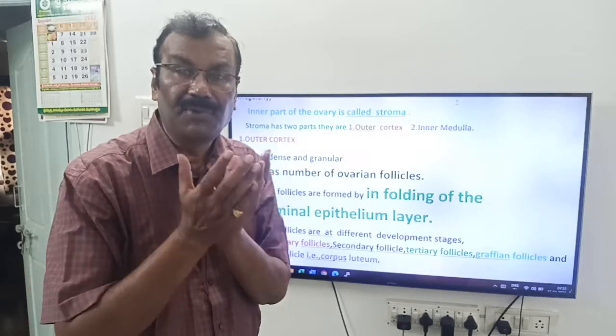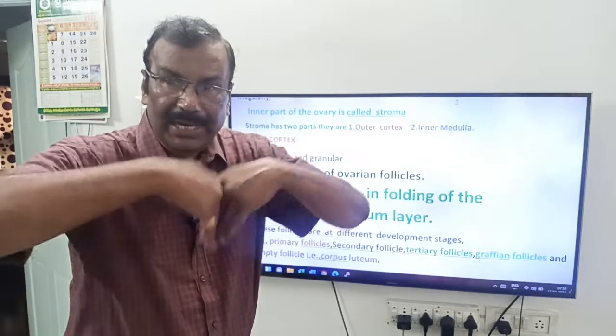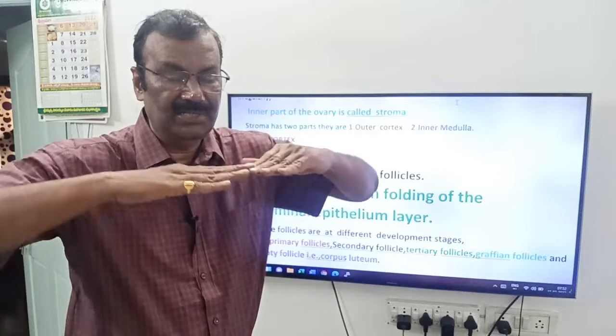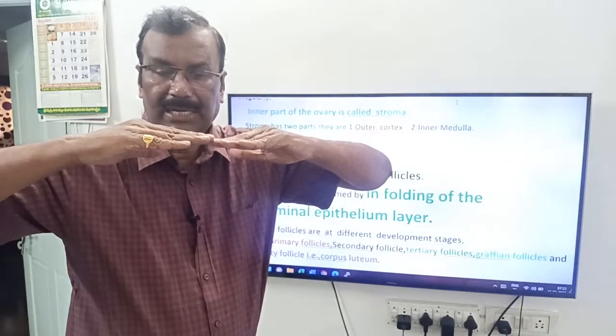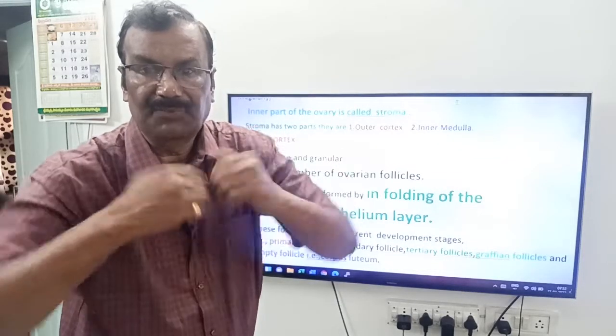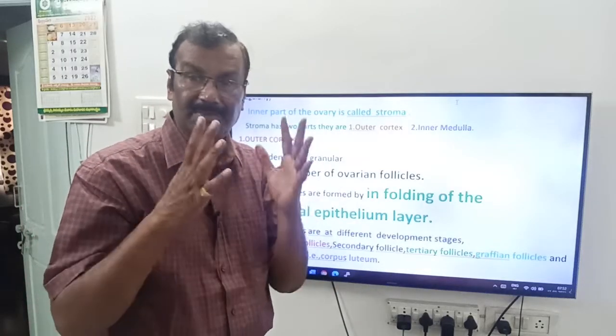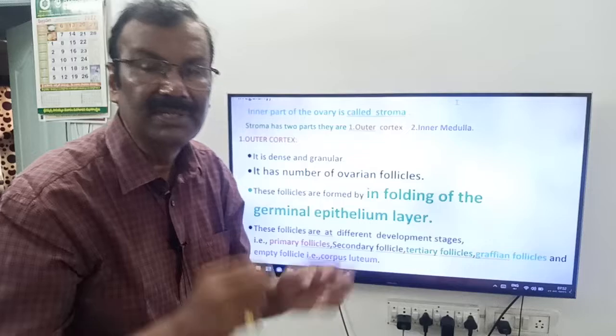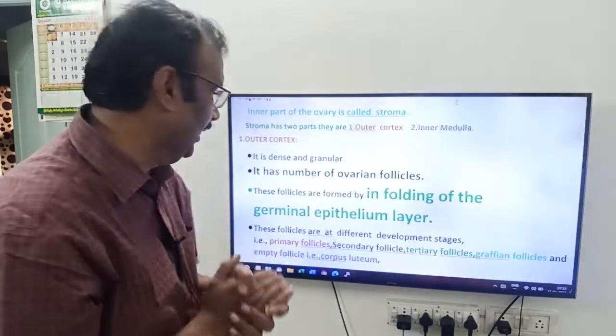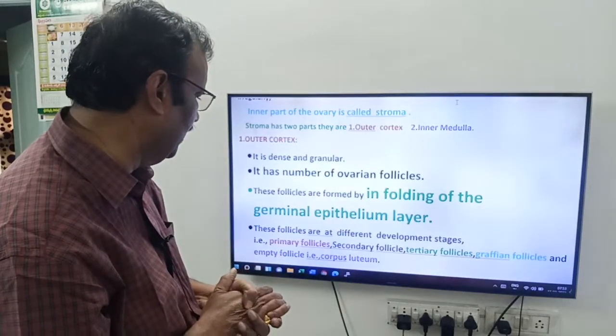Ovarian follicles are formed by the infolding. See friends, it is like this. It is the outer layer, and they are moving inside. The infolding of the outer layer, or germinal epithelial layer, forms what, friends? Ovarian follicles.